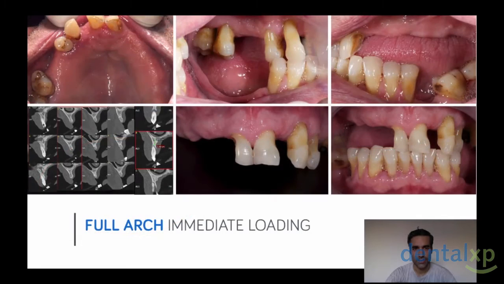For example, I have this patient that came to my office. He was wearing a removable prosthesis for a long time, and now he wants to move to implants. As you can see, the situation is not quite good. Perhaps the worst situation is in the mandible, but in the maxilla we don't have too much bone also.